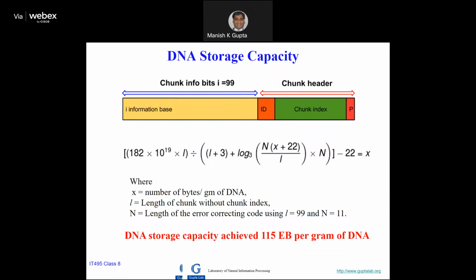Okay, so once we compute by looking at the chunk architecture and counting, we will arrive at this nonlinear equation. X is the number of bytes per gram of DNA. L is the length of chunk without chunk index. The length of the error correcting code is equal to capital N. And so basically, we can compute the capacity by solving this equation. The DNA storage capacity turns out to be 115 exabyte per gram of DNA. You can read that paper for calculations. I am just skipping the calculations right now.